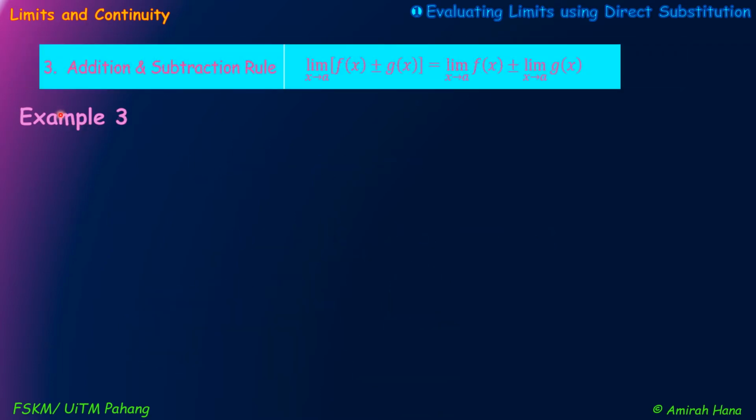Now we continue with the examples under theorem number 3, the addition and subtraction rule. If we have the limit as x approaches a of f(x) plus or minus g(x), we can separate the limits. So we get the limit as x approaches a of f(x) plus or minus the limit as x approaches a of g(x). From here, we separate the limits if we have addition and subtraction in between.